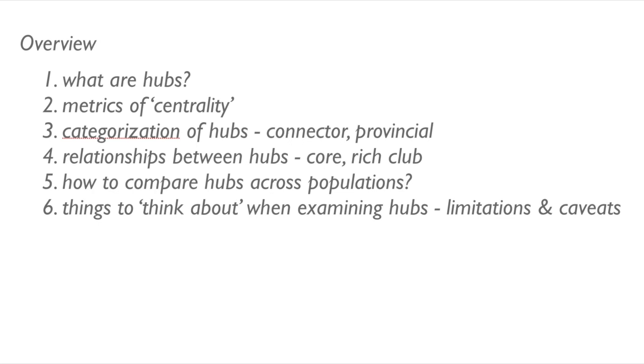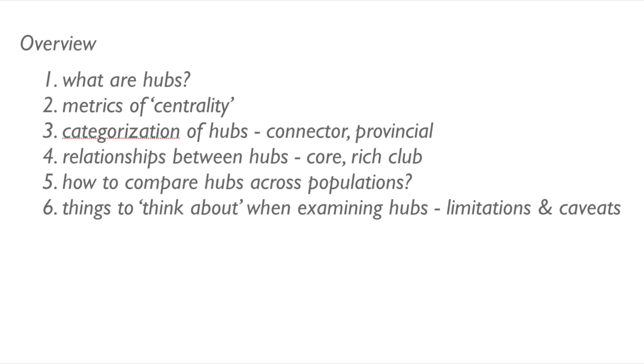So we want to discuss what hubs are, what types of centrality metrics we have to detect hubs, and what types of categorization we can have of hubs. We can divide them into so-called connector hubs and provincial hubs. What type of relationships might there be within a network between hubs? We will talk about the core and the rich club.